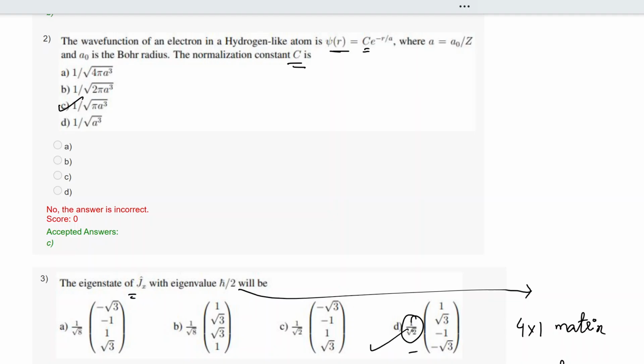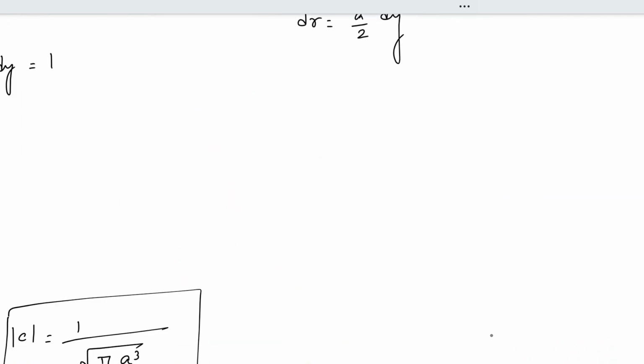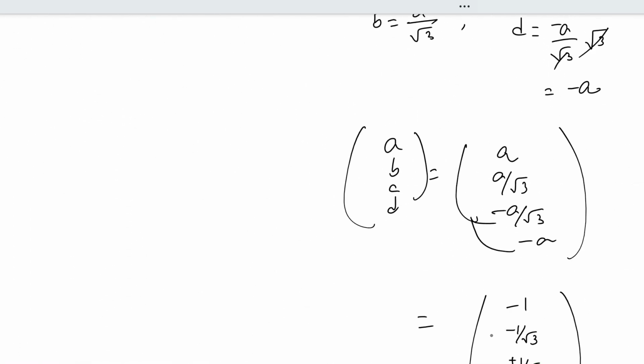And also you see that there is a prefactor we have missed, because 1 by root 2 will be there, because we have missed normalizing it. So normalization is an important factor, otherwise it will not be eligible to be called an eigenvector. So you have to not miss the normalization. So for the normalization of this vector (a, b, c, d), a squared plus b squared plus c squared plus d squared is equal to 1.